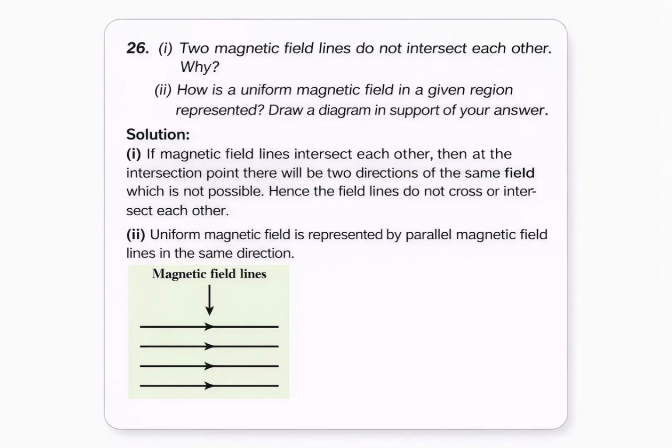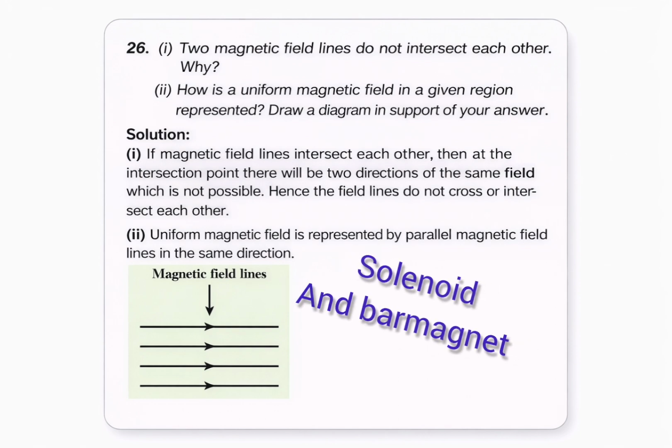Now, the second part of the question is, how is a uniform magnetic field represented? Draw a diagram. This question carries 1 mark and the diagram carries 1 mark. So for this question, you can write the answer: a uniform magnetic field is represented by straight, parallel, and equally spaced magnetic field lines. This uniform magnetic field we can observe inside a solenoid or in a bar magnet.